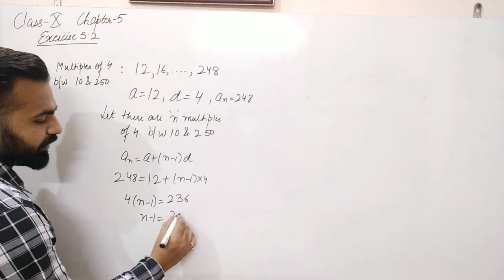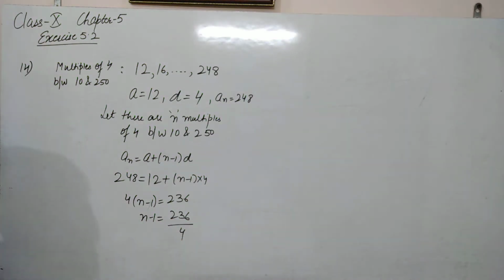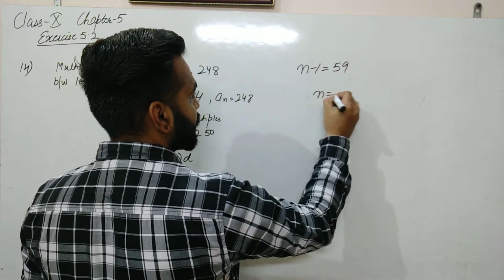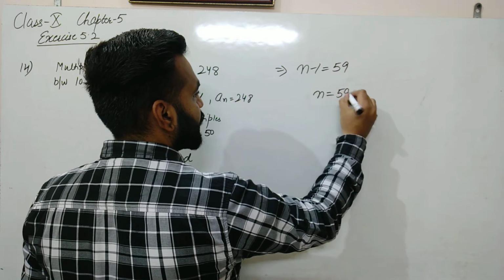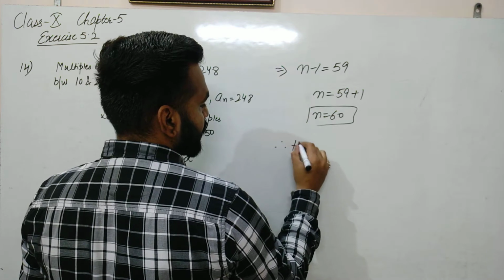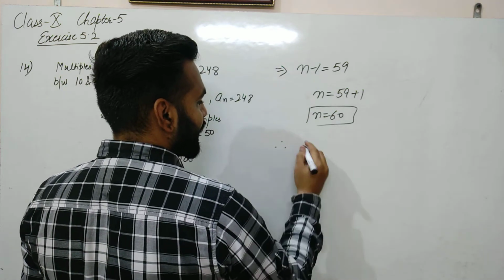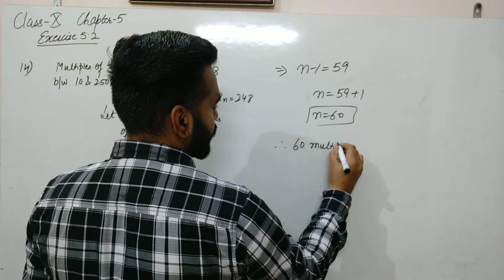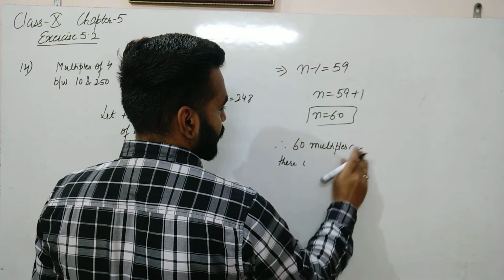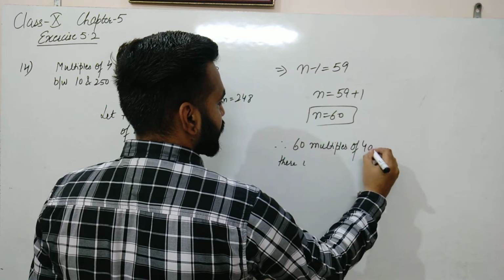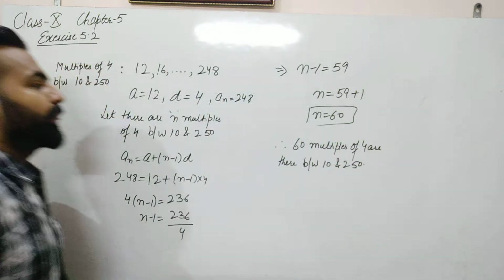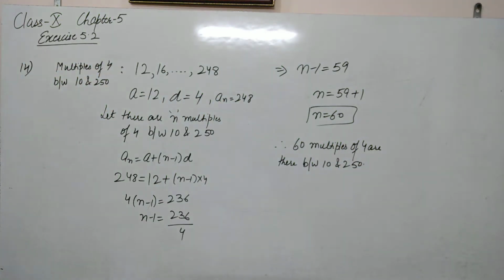N minus 1 will be 236 by 4. So this is equal to 59. So n is equal to 59 plus 1, n is equal to 60. So therefore 60 multiples of 4 are there between 10 and 250. So this was question number 14.